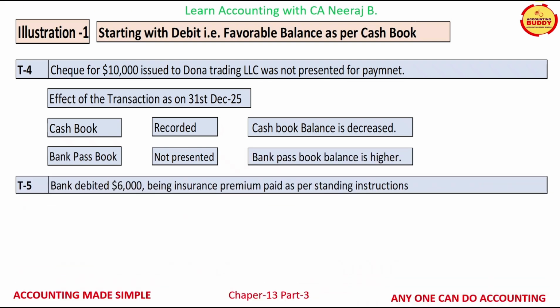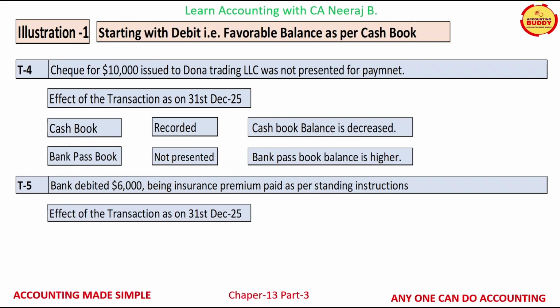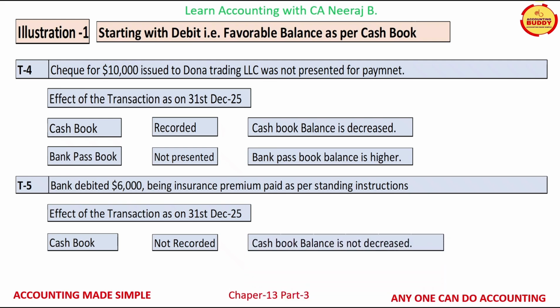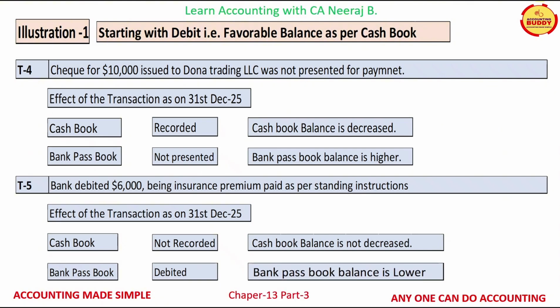T5 difference is that a bank debit for $6,000 being the insurance premium paid as per standing instructions. Let us understand the effect of this transaction as on 31st December 25. In the cash book, this transaction is not recorded. Therefore, cash book balance is not decreased. While in the bank passbook, the amount is debited and therefore the bank passbook balance is lower.